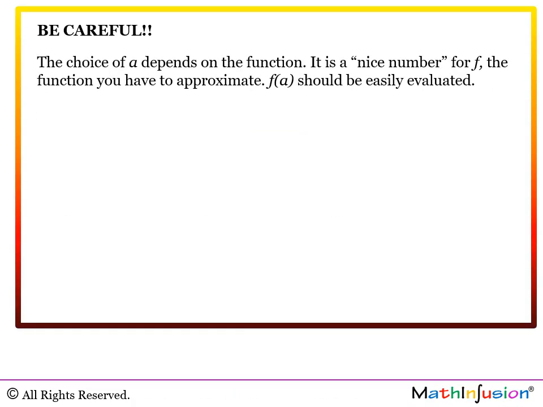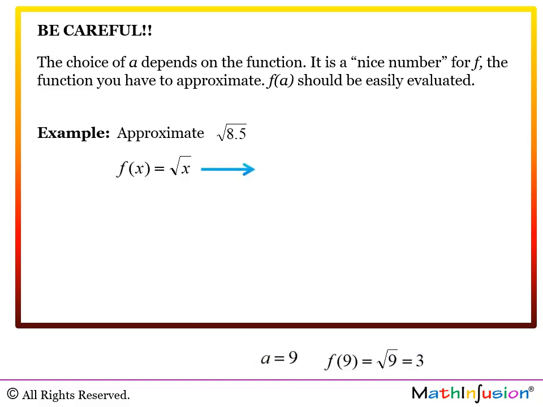Be careful. The choice for a depends on the function. It is a nice number for f, the function you have to approximate. f of a should be easily evaluated. Example: approximate the square root of 8.5. The function here is square root of x, so the nice number is going to be 9. So a is going to be 9, because square root of 9 is 3.